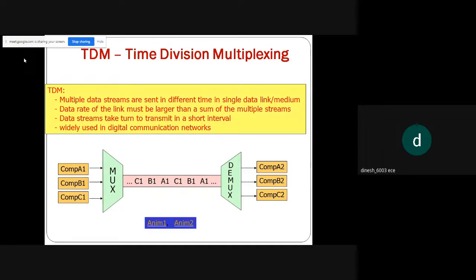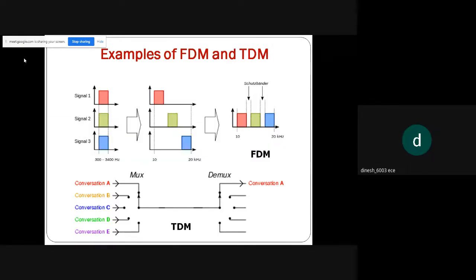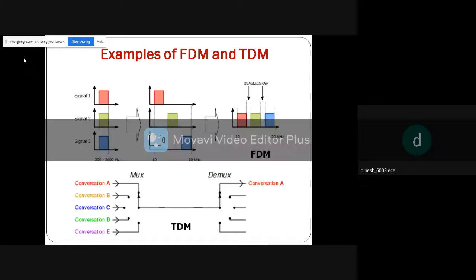Examples of FDM and TDM you can see. Since you are all familiar with the multiplexing techniques, this diagram will give you more illustration of what FDM and TDM are. You can see the top is FDM, the bottom is TDM.